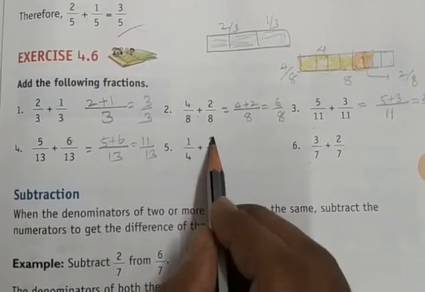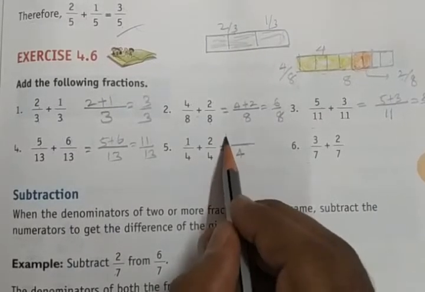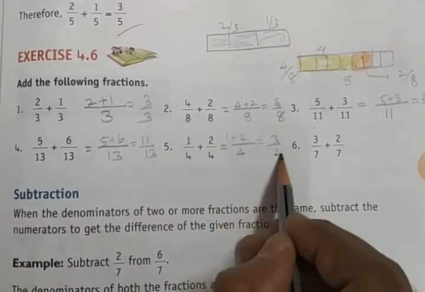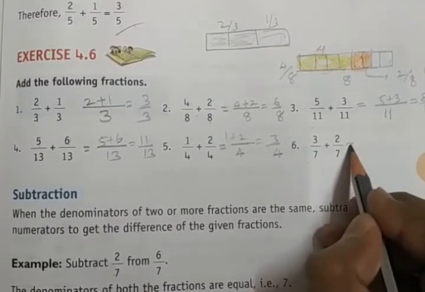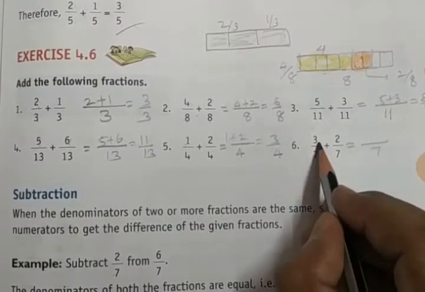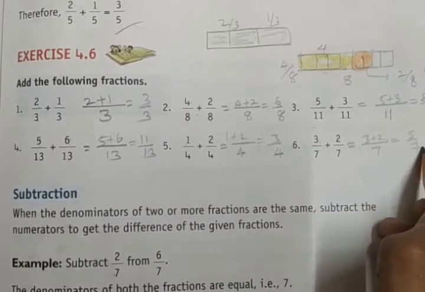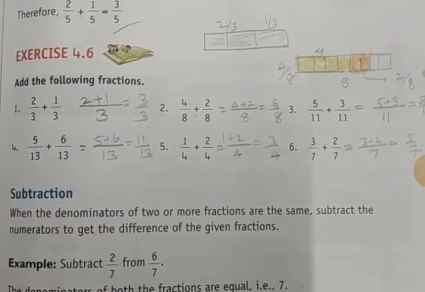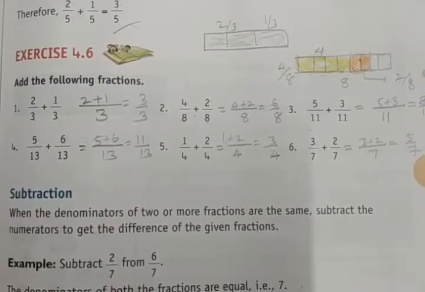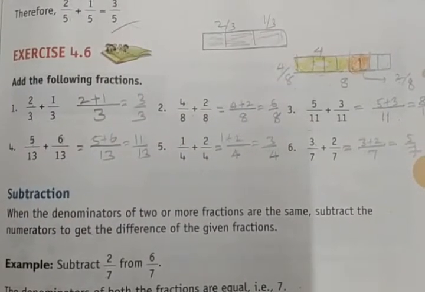Then 1 by 4 plus 2 by 4 is equal to, the denominator is the same. So 1 plus 2 is equal to 3 by 4. Okay. Then 3 by 7 plus 2 by 7 is equal to, the denominator is 7. 3 plus 2 is equal to 5 by 7. So this is how we can do it. Alright. If we want clear understanding, you have to draw the particular figure, then try to understand.